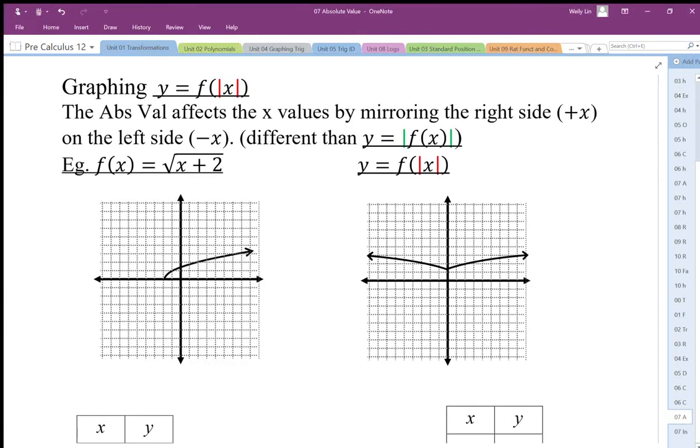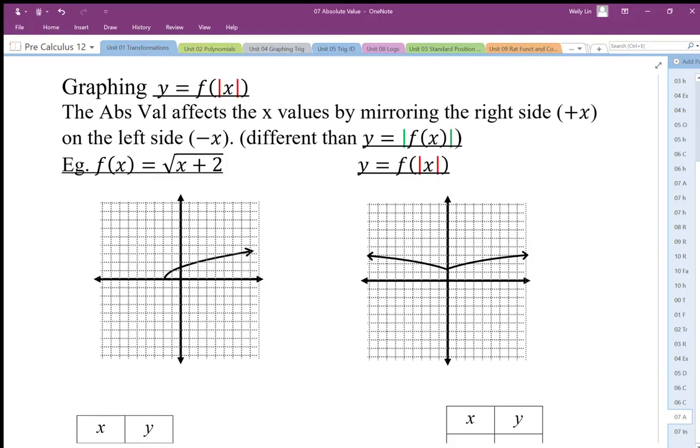Absolute value around the x. Okay, this is going to be the harder one compared to the absolute value around the y, and it's very different how it behaves when it's inside versus outside. The outside is easy because absolute value behaves exactly how we expect it to. We take negatives and make them positive. We fold the negative up above the x-axis.